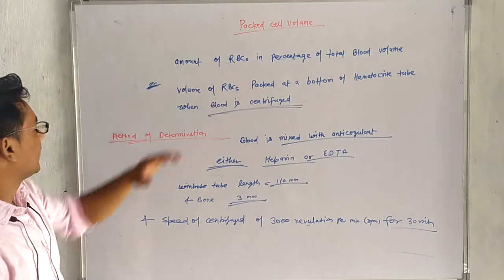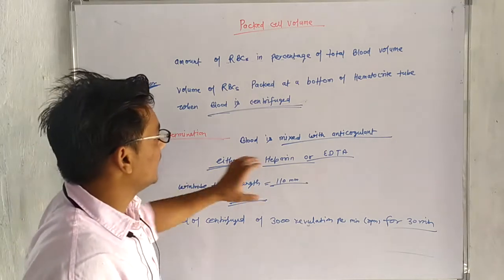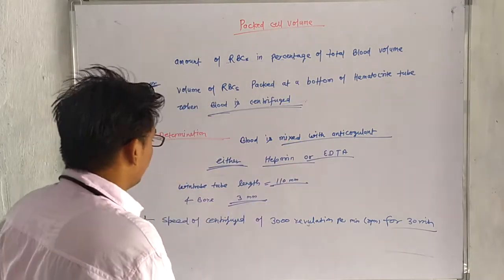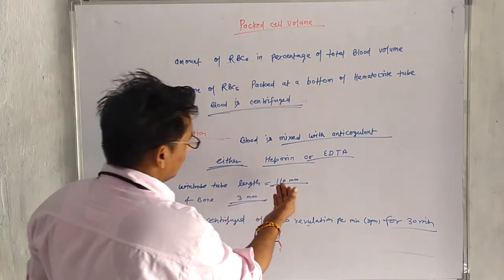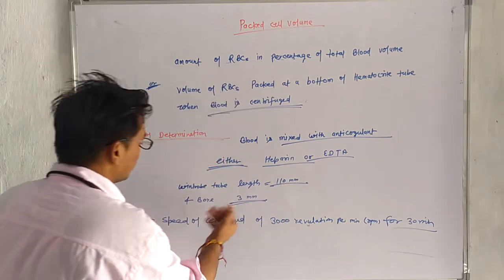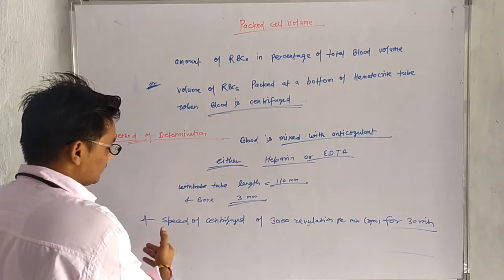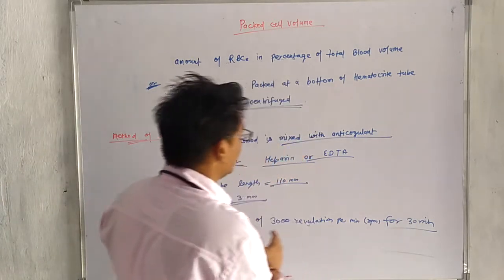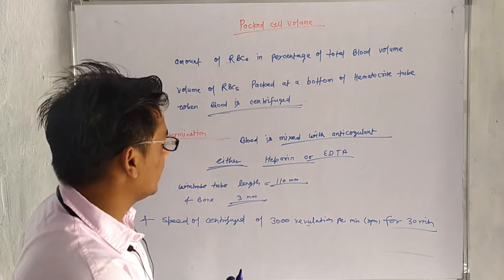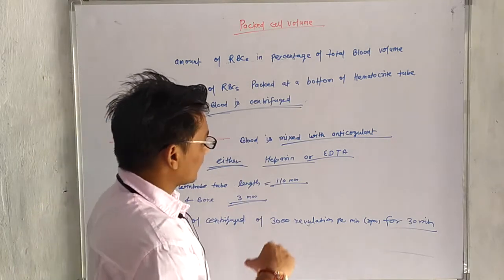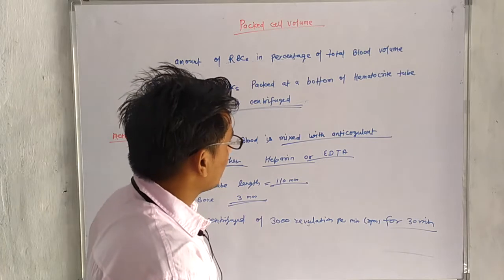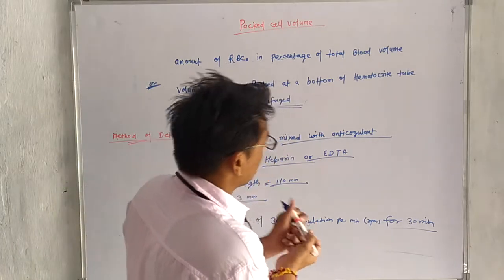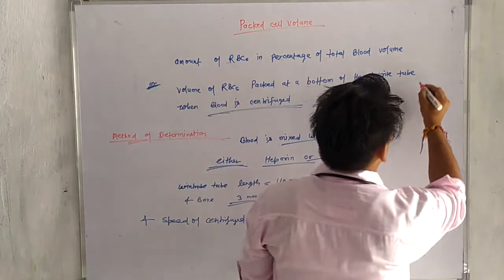How to determine packed cell volume? Method of determination: blood is mixed with anticoagulant, either heparin or EDTA. Wintrobe tube length 110 mm and bore 3 mm, and speed of centrifuge 3000 revolutions per minute for 30 minutes. After mixing with anticoagulant, the blood is put in the Wintrobe tube and centrifuged, and draw the Wintrobe tube diagram.